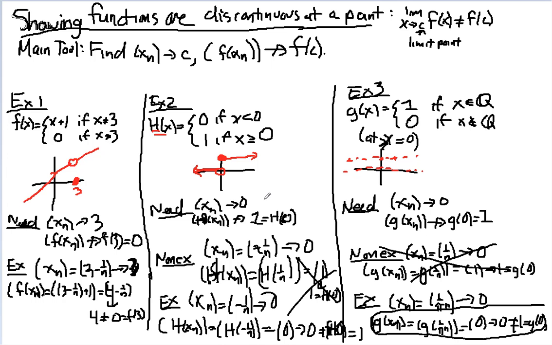So this is the name of the game. You keep trying sequences until you find one that works. If you can't ever find a sequence that works, maybe you should start thinking about the function being continuous there. But this is how you basically show discontinuities. Find a nice countable sequence, and then you find another nice countable sequence that's related by taking f of that sequence that does not converge to f of c.